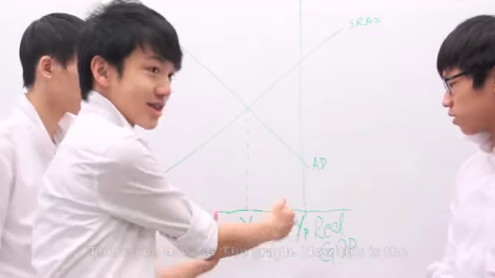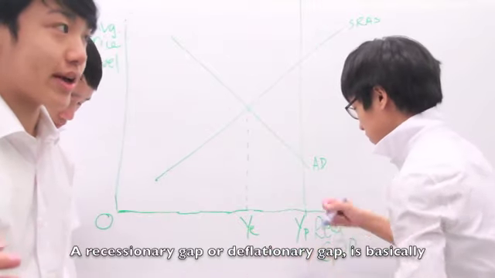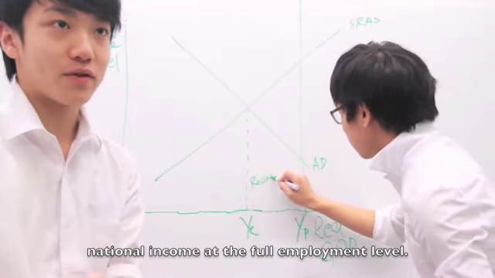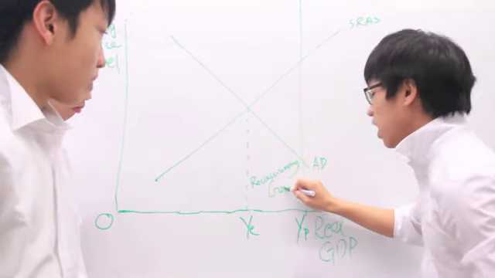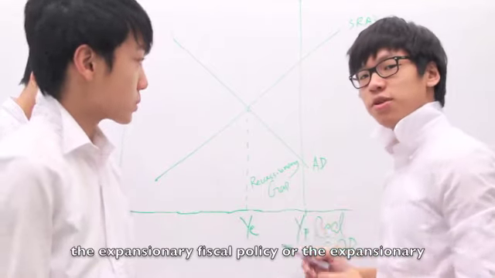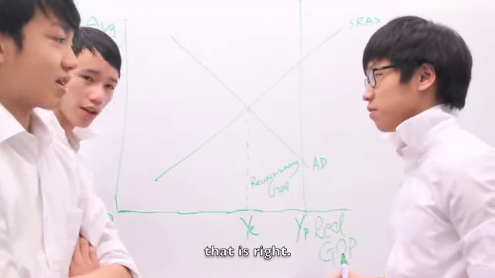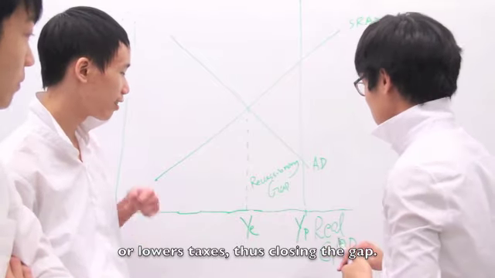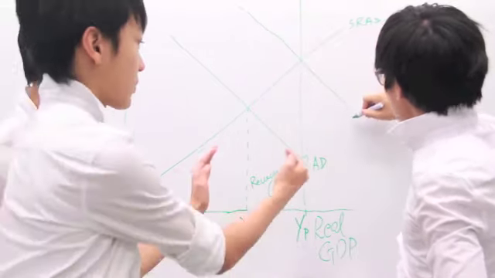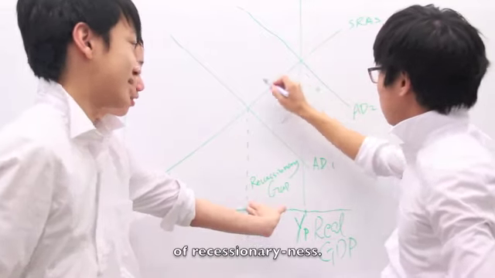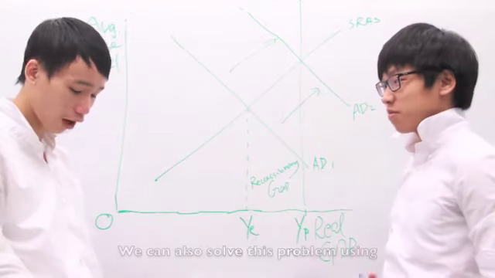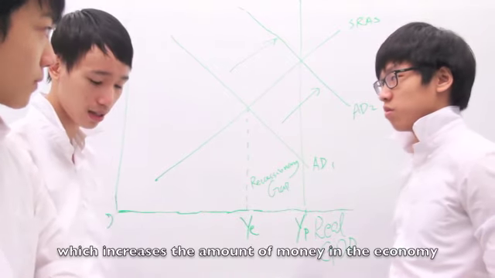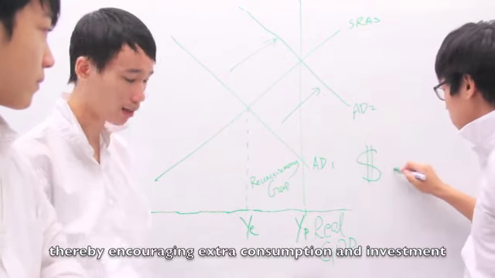Now, this is a recessionary gap. A recessionary gap is basically the shortfall of national expenditure below the national income at the full employment level. And basically, to solve this problem, you can use expansionary fiscal policy or expansionary monetary policy. That is right. Expansionary fiscal policy increases government expenditure or lowers taxes, thus closing the gap, shifting the curve. We can also solve this problem using expansionary monetary policy, which increases the amount of money in the economy, thereby encouraging extra consumption and investment.